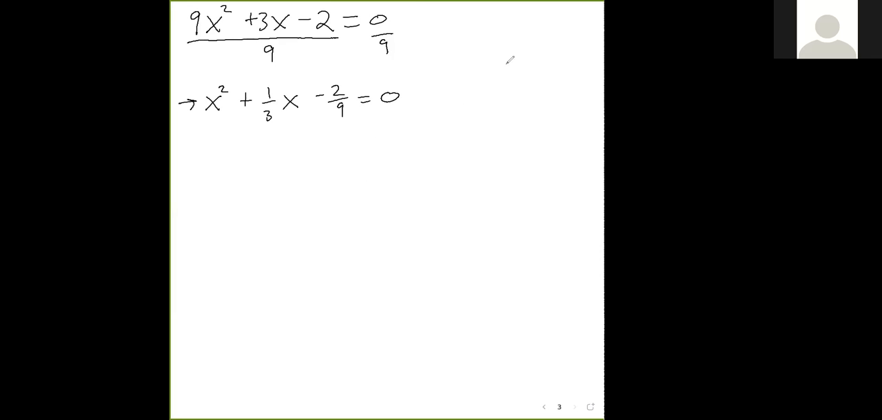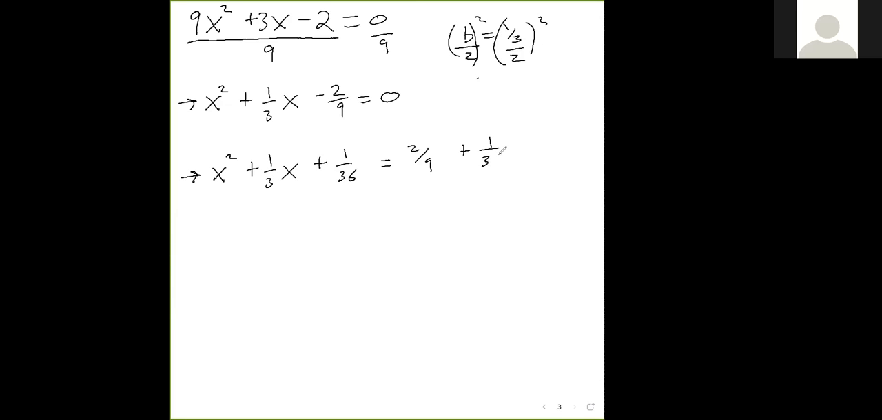Okay. Again, I want to take my b term, which equals 1/3, divide it by 2, and then square that. Okay. So that will equal 1/6 squared, which is 1/36. x squared plus 1/3 x equals 2/9 plus 1/36 plus 1/36.